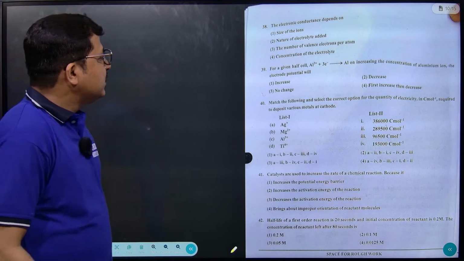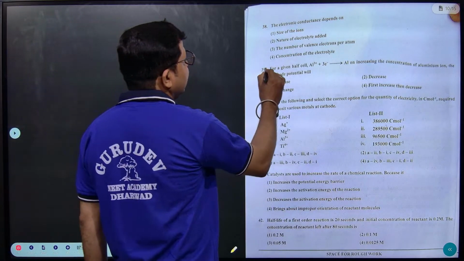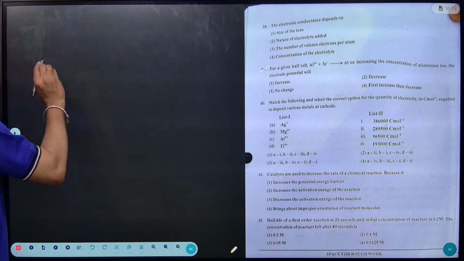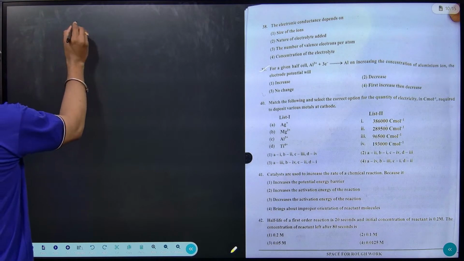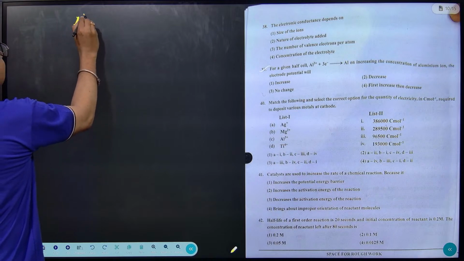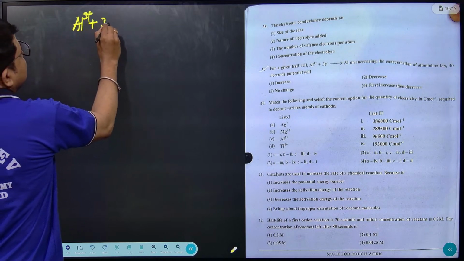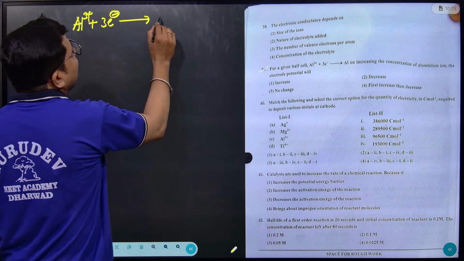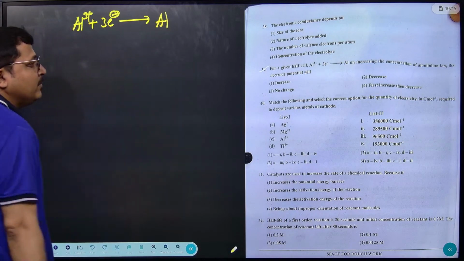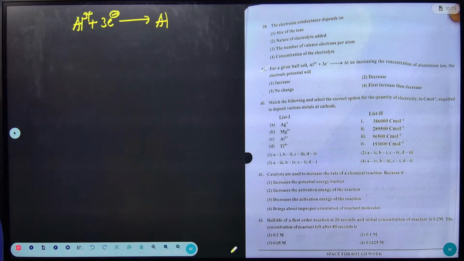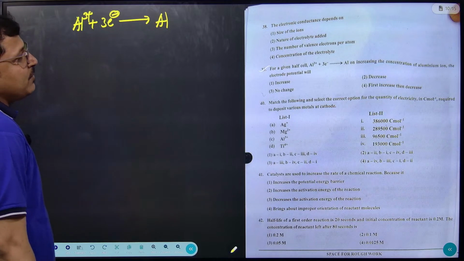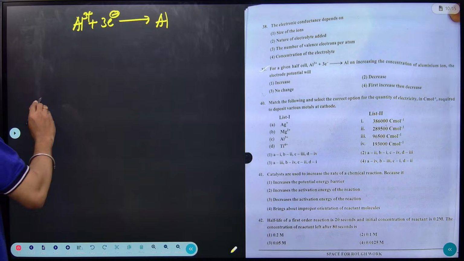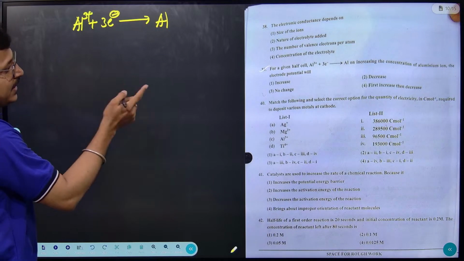We have stopped at question number 39, right? Now begin from the 39th question. See here, he has given a reaction: Al3+ by taking 3 electrons, the aluminum ion is reduced to aluminum metal. So here, on increasing the concentration of the aluminum ion, what happens to the electrode potential? He has asked. So now let us discuss regarding this one.